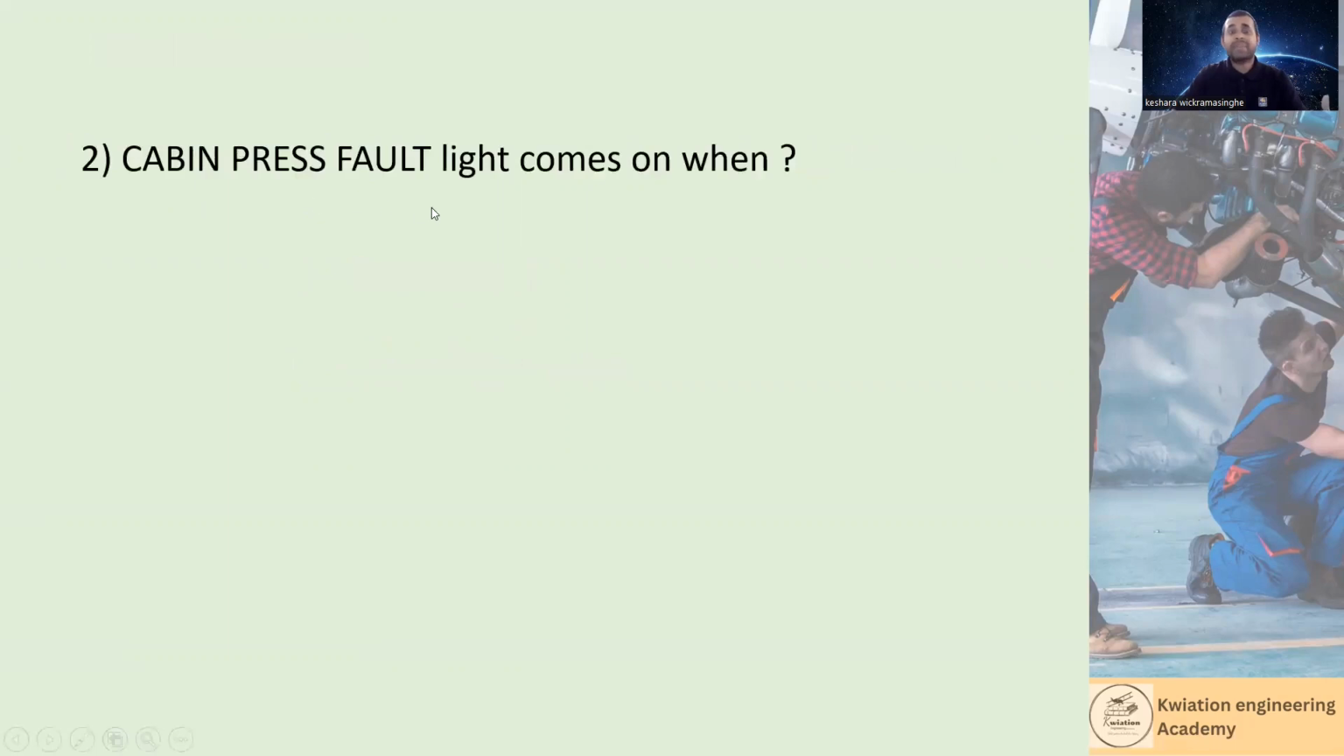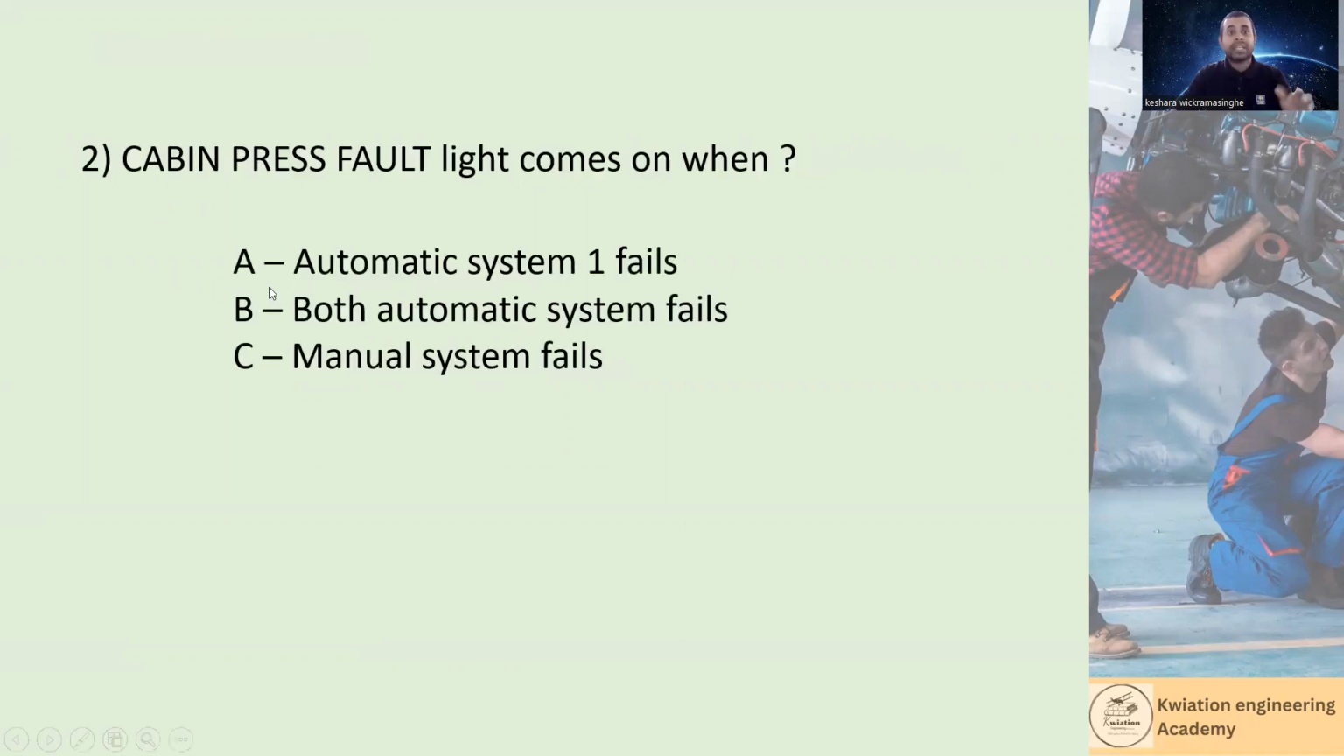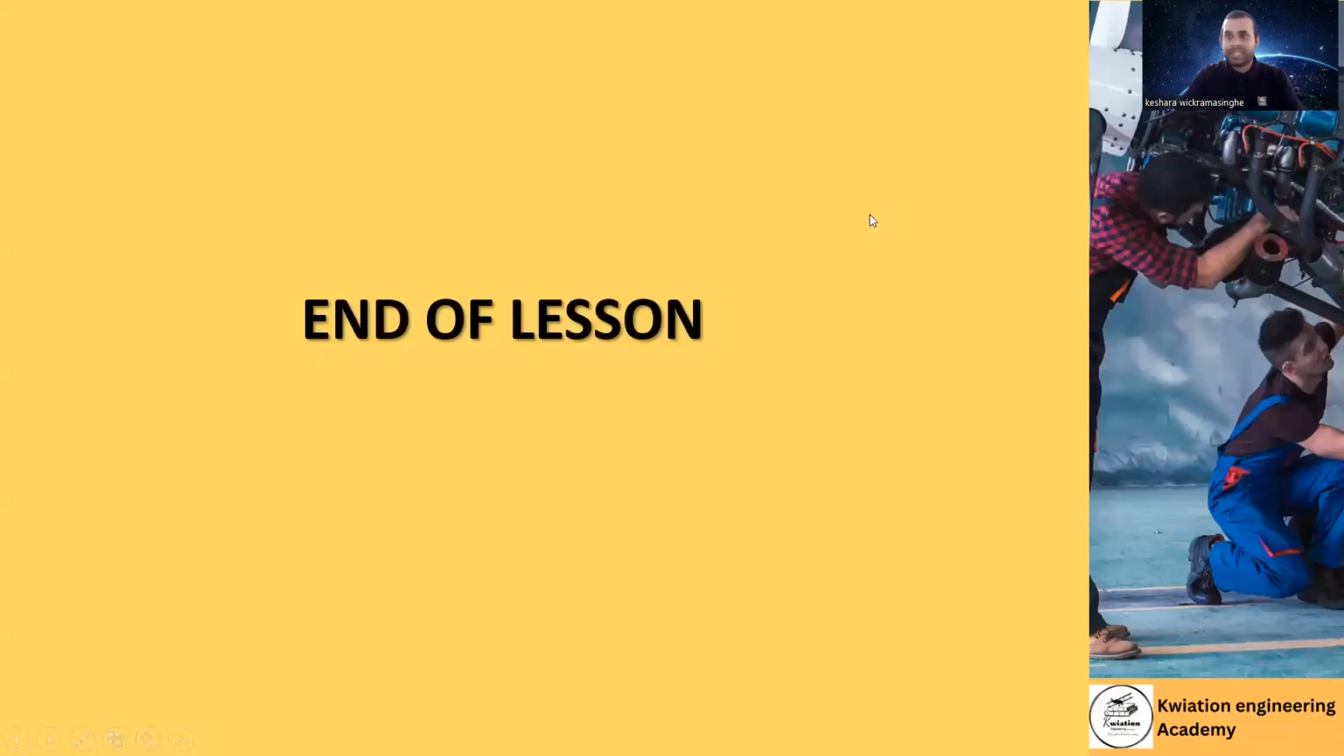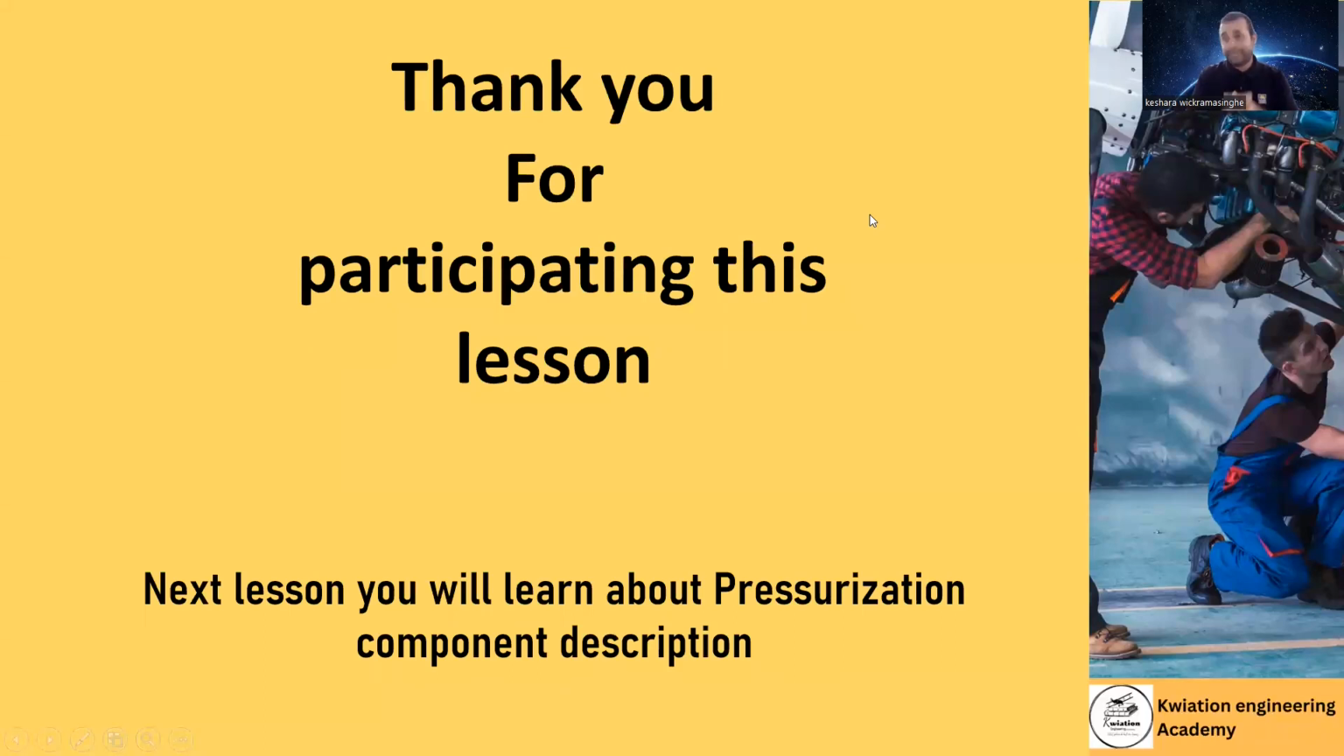The second one: the cabin pressure fault light comes on when? Answer A, automatic system 1 fails; answer B, both automatic systems fail; and answer C, manual system fails. So what should be the answer? Yes, the answer is B, both automatic systems fail, right? Okay, that is the end of this lesson. Thank you for participating in this lesson.